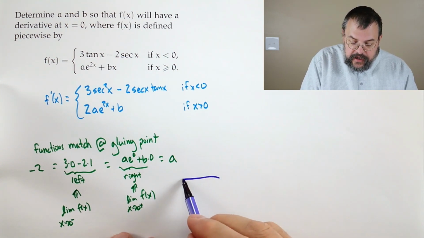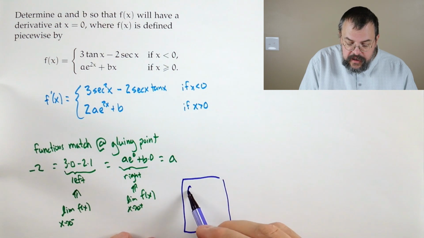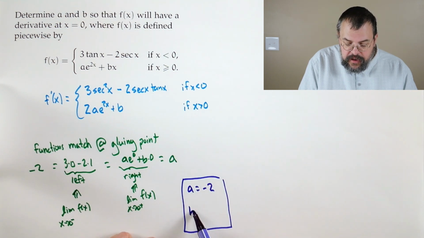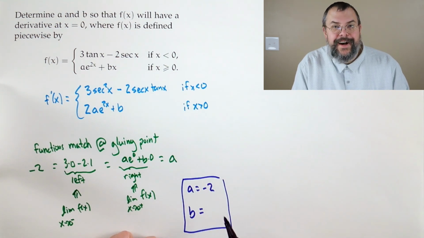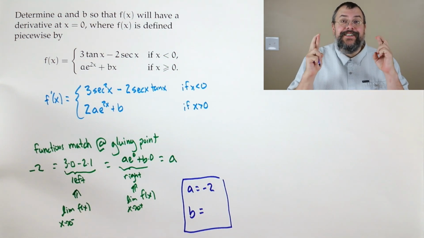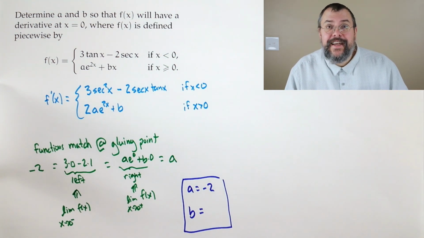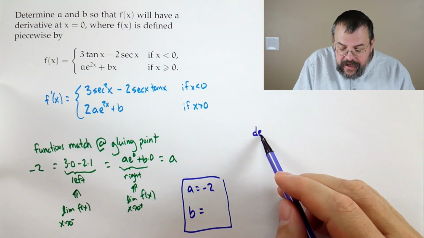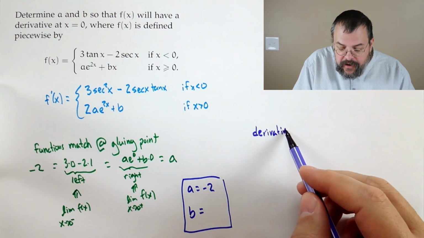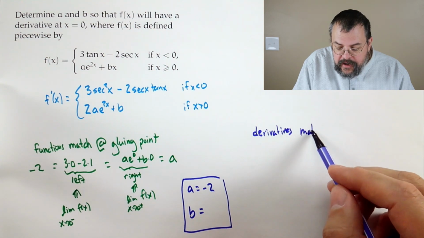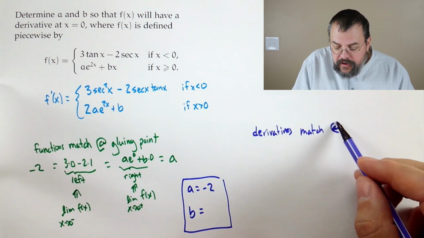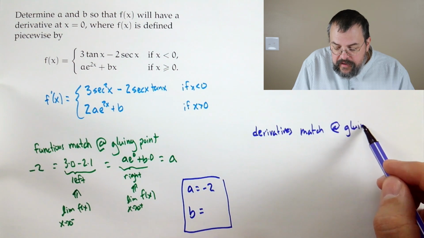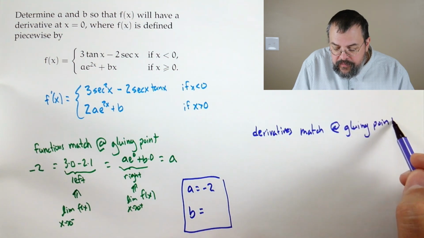So here's our answers. A is negative 2, B is something. I hope I have enough space. Oh, I hope I'm not going to regret the size of that box. Okay, now the next part is that the derivatives also have to match at our gluing point. Okay, so let's see what that means.